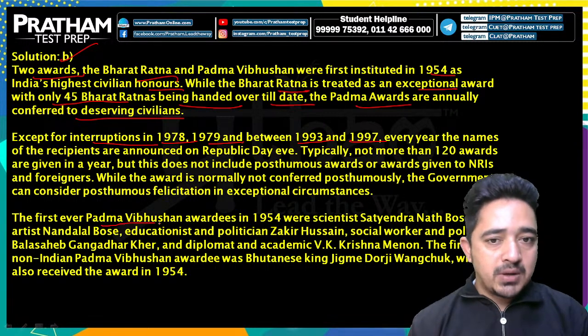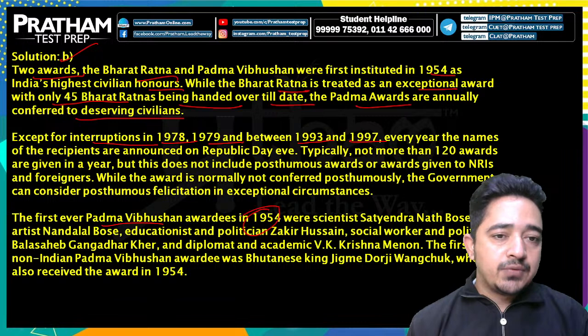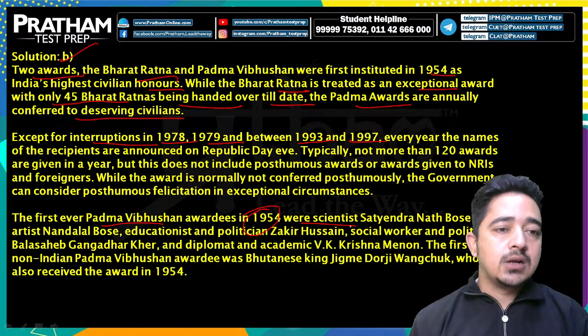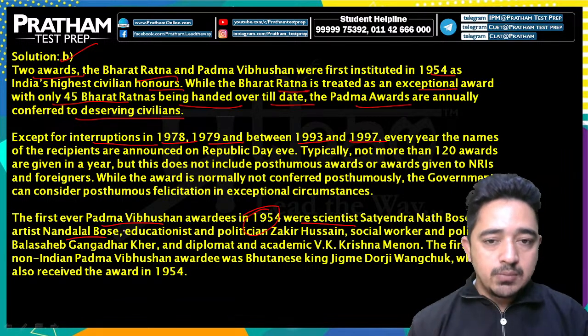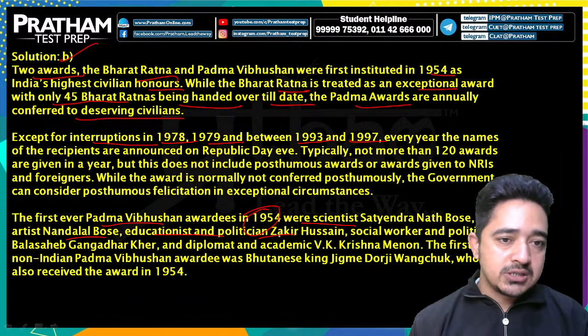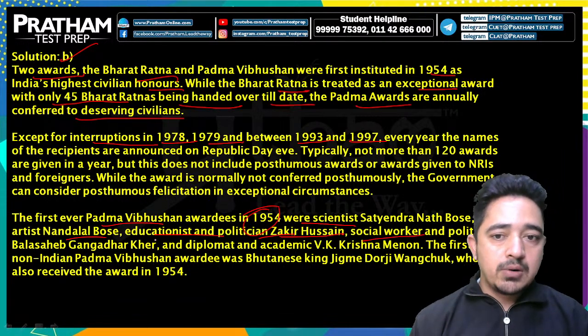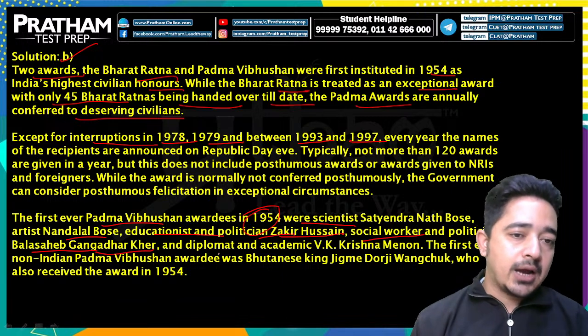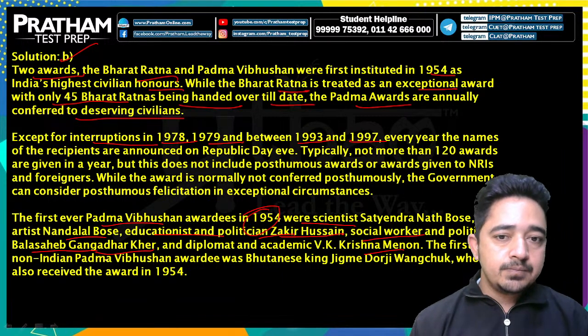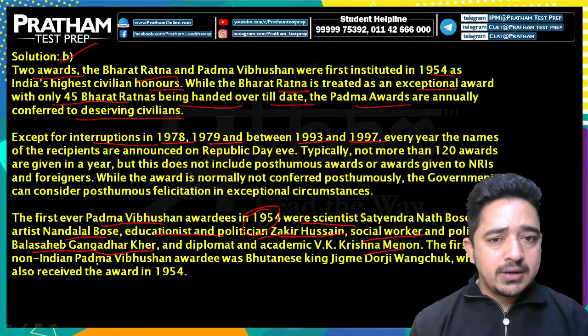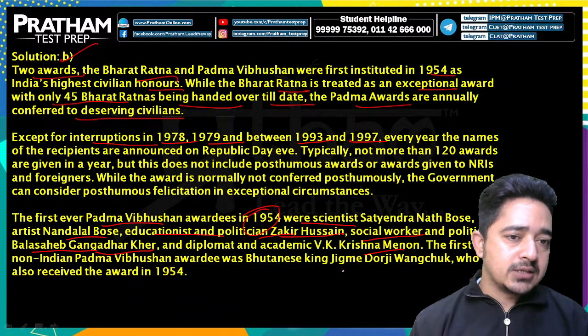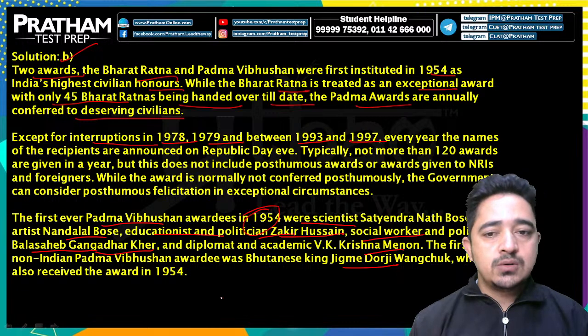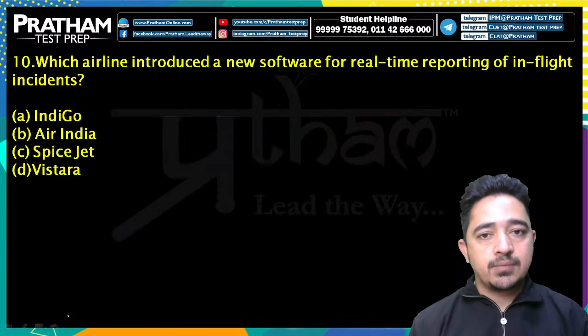The first ever Padma Vibhushan awardees in 1954 were scientist Satyendra Nath Bose, artist Nandalal Bose, educationist and politician Zakir Hussain, social worker and politician Balasaheb Gangadhar Kher, and diplomat and academician V. K. Krishna Menon. And the first ever non-Indian to get the Padma Bhushan Award was Bhutanese King Jigme Dorji Wangchuck, who also received the award in 1954.